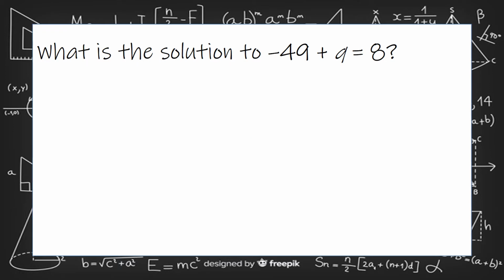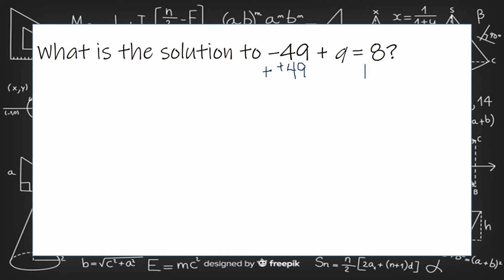What is the solution to negative 49 plus q equals 8? On this one, we're going to be doing the opposite. Negative 49 is being added to q, so we're going to subtract negative 49. When I subtract a negative, that's the same as adding a positive, because we are looking at that additive inverse. So negative 49 plus positive 49 gives me 0.